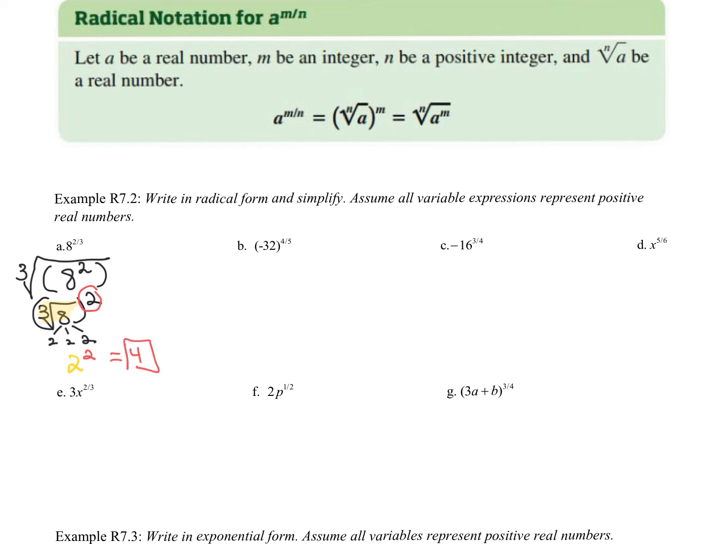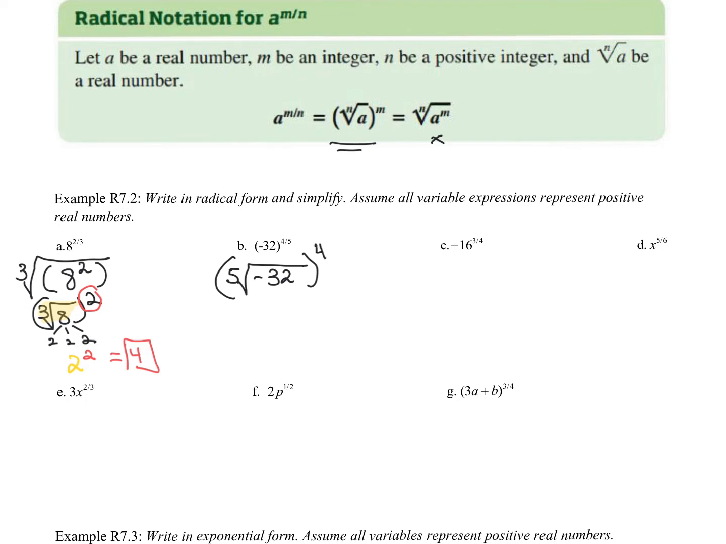The next one is negative 32, and this is just my preference. I like making things smaller before I make things bigger. So I'm going to rewrite things like this instead of this. That's just my personal preference. I like it to make things smaller before I make them bigger. So the fifth root of negative 32, and then I'm going to raise that to 4th power.